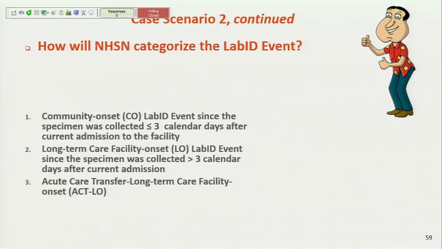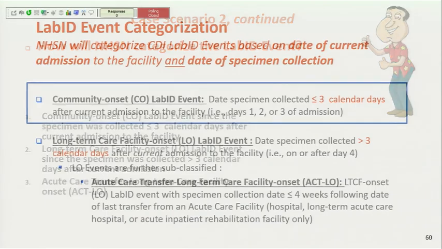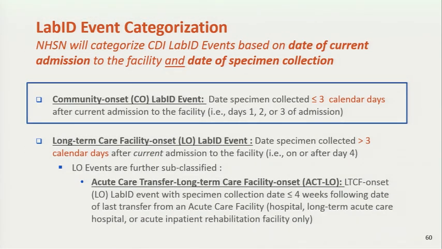How many say community onset? Okay. Long-term care facility onset or ACT low? Okay. Good job. Community onset, since the specimen was collected on calendar day number 3. So remember, the date of admission equals day 1, as well as the date of specimen collection equals day 1 in the count. Okay, and this just describes the categorizations again.